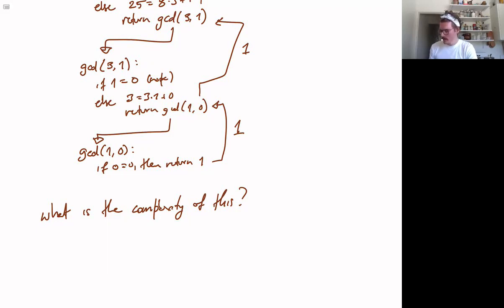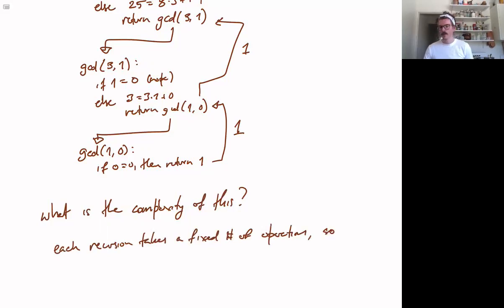So the first thing to note is that each recursion takes a fixed number of operations. So since we're forgetting about constants, we're just going to count the number of recursions.